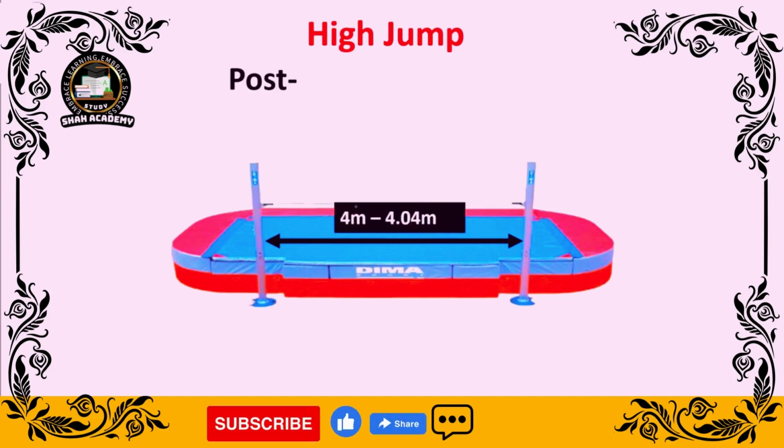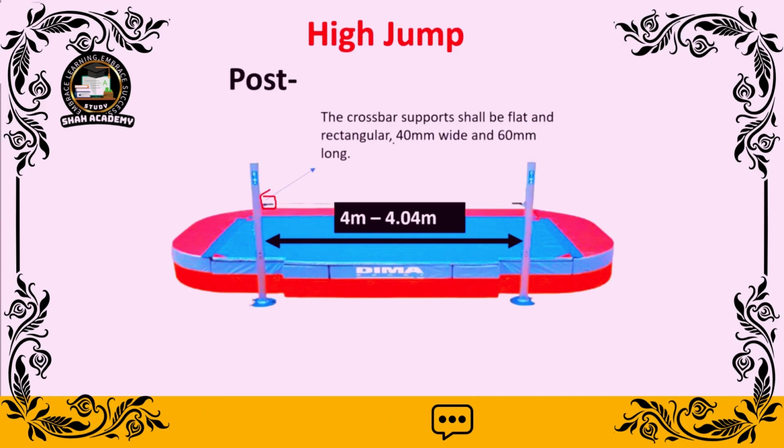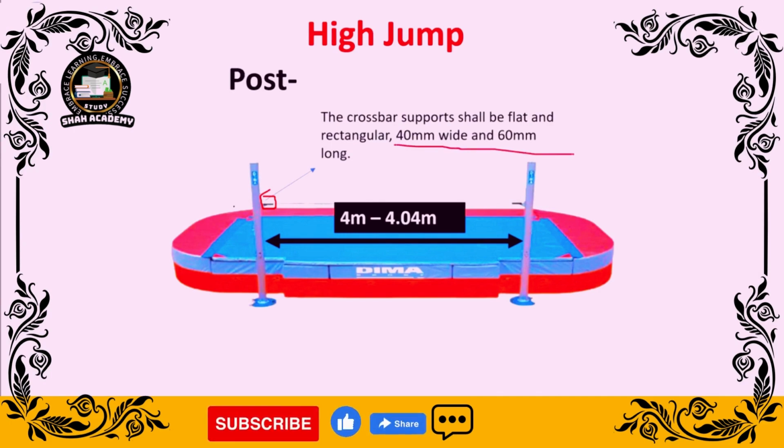Next, we look at the measurement of the crossbar. The crossbar here should be 4 meters long, its weight should be 2 kg, and its diameter should be 30 mm. And this crossbar should be made of fiberglass or any other suitable material, but it should not be made of metal. And this crossbar is divided into 3 parts.